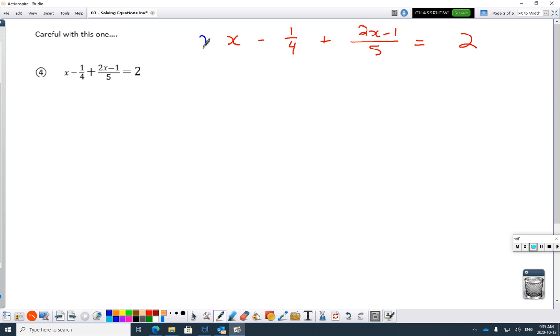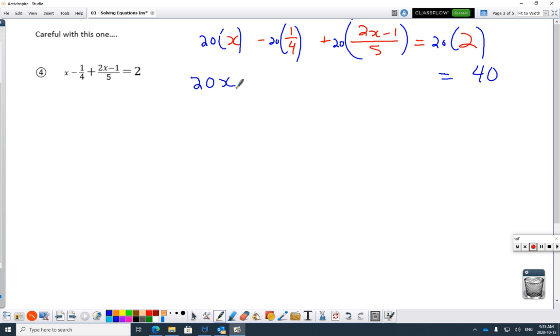So this x gets multiplied by 20. This 1/4 gets multiplied by 20. This mess gets multiplied by 20. And this thing gets multiplied by 20. Everything gets multiplied by 20. Some of them are easy to do when you multiply by 20. For instance, over here, 20 times 2, 40. Easy stuff. 20 times x, nothing to write. Just 20x. You might not even need a separate line to do those ones.